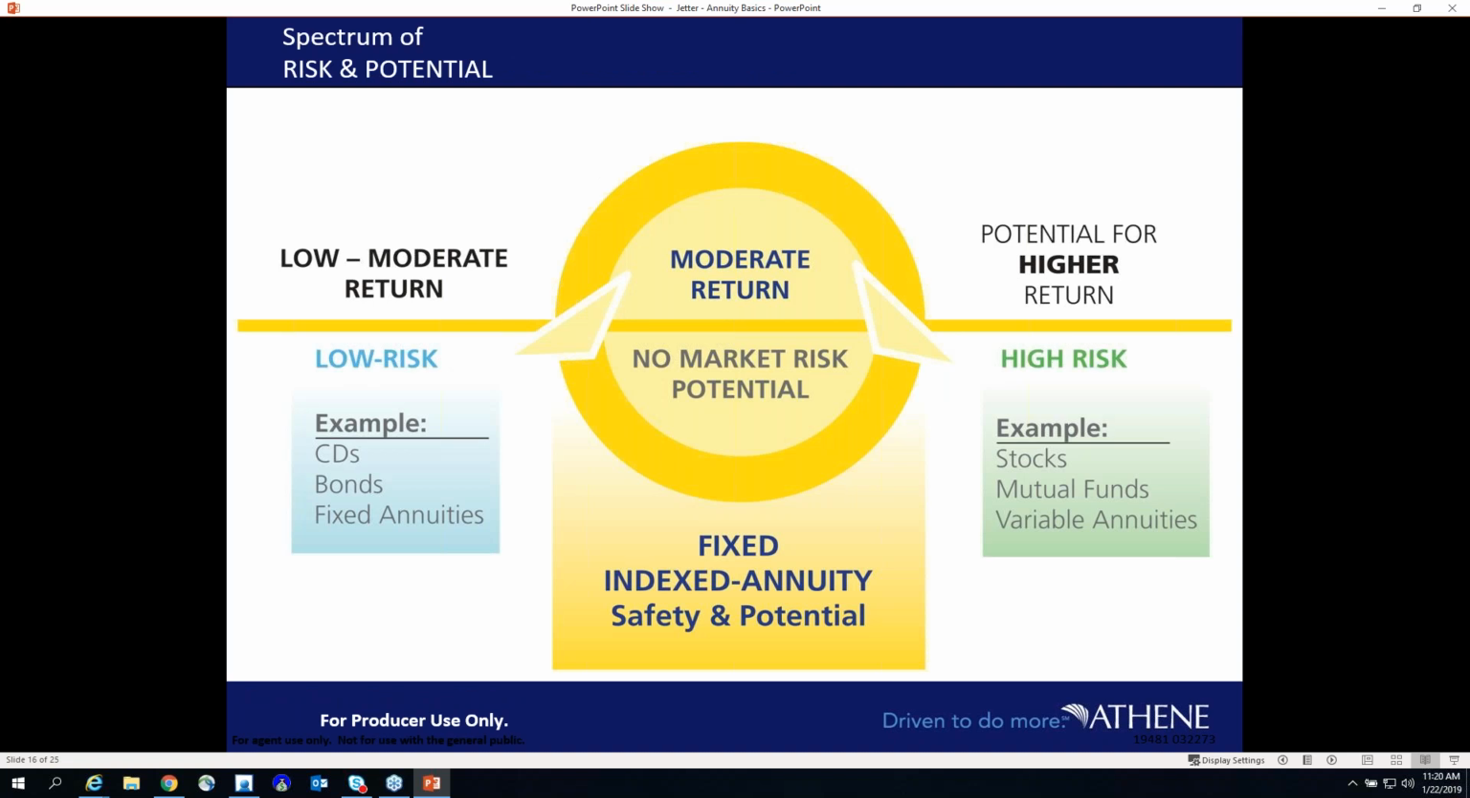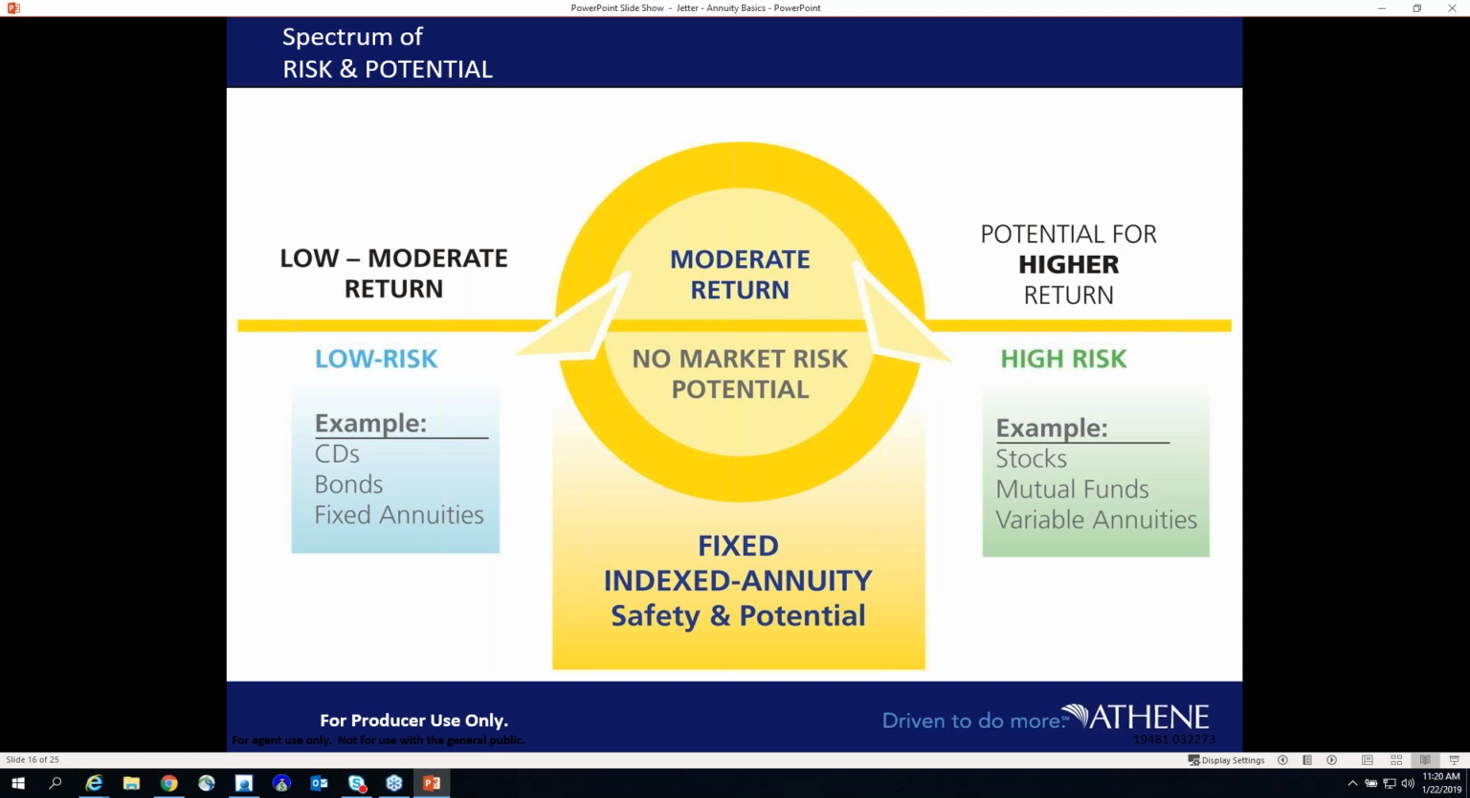Now let's take a look at the spectrum of risk potential in the different annuity products, guys. If we're looking for the lowest risk, and we're going to be getting more of a low to moderate return, that's going to be in CDs, bonds, and just straight fixed annuities. Those are multi-year guarantee annuities with just a straight fixed interest rate guaranteed for every year. Those are going to be the lowest risk products on the market.